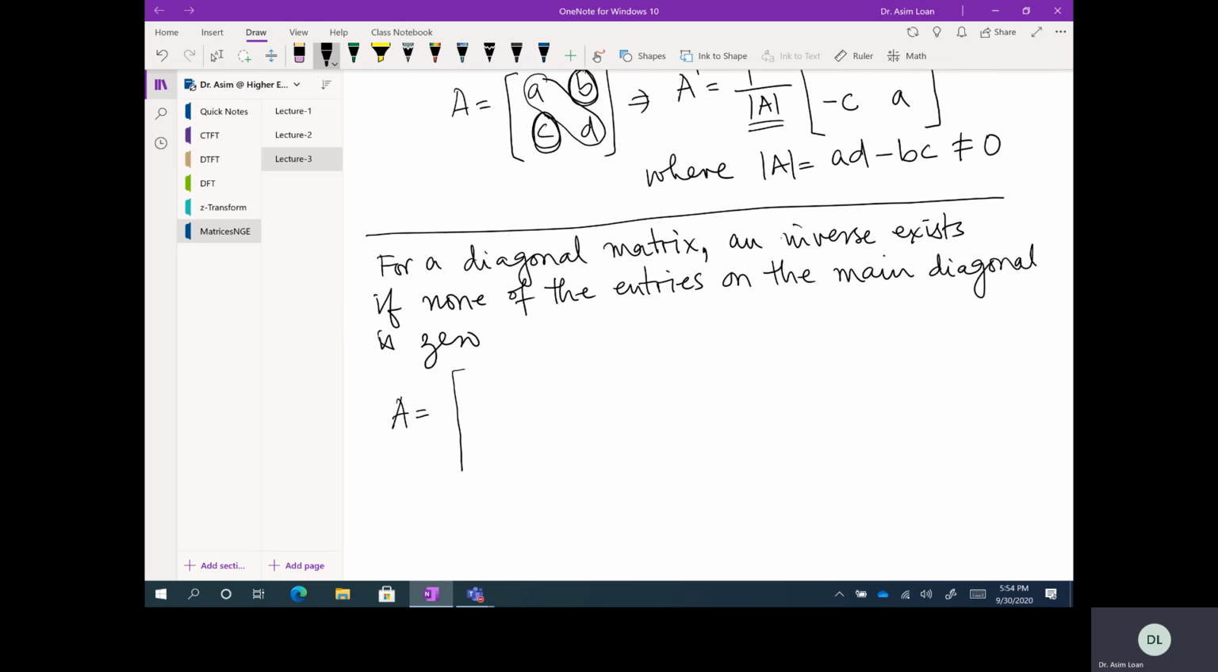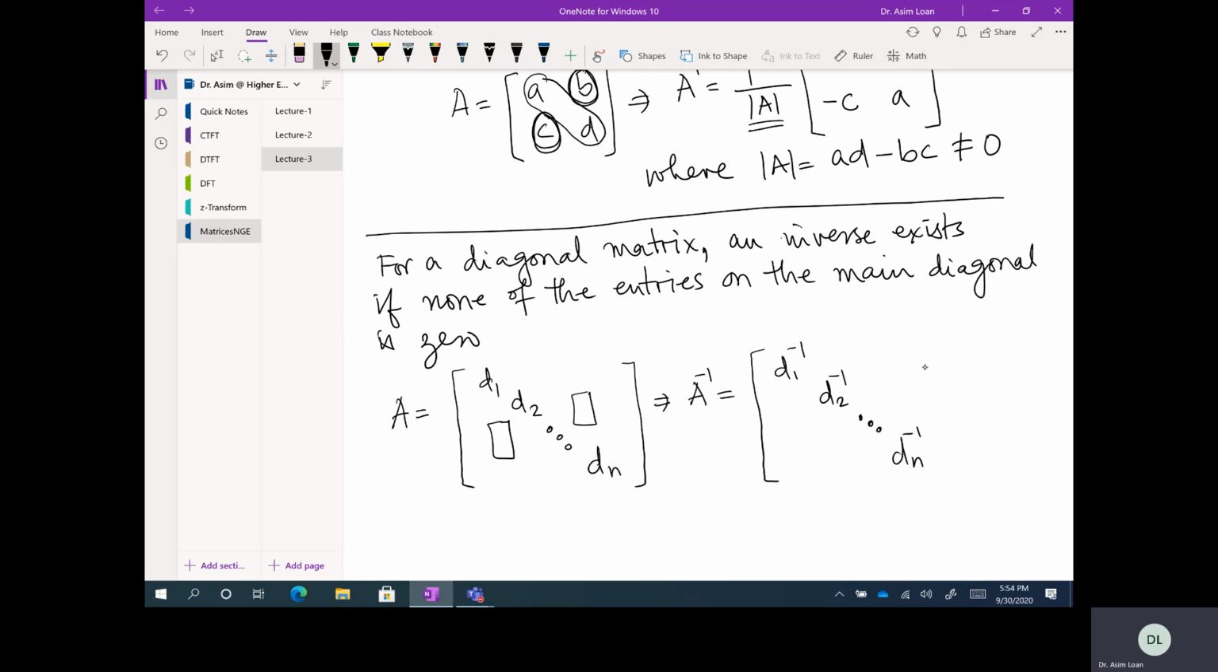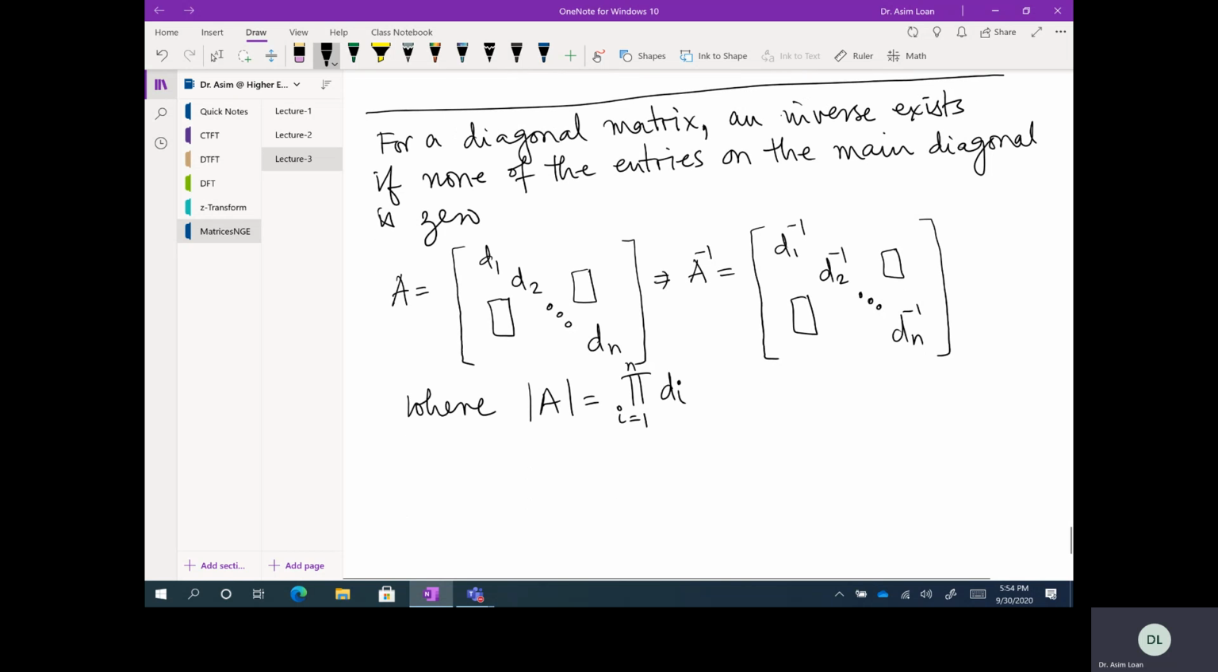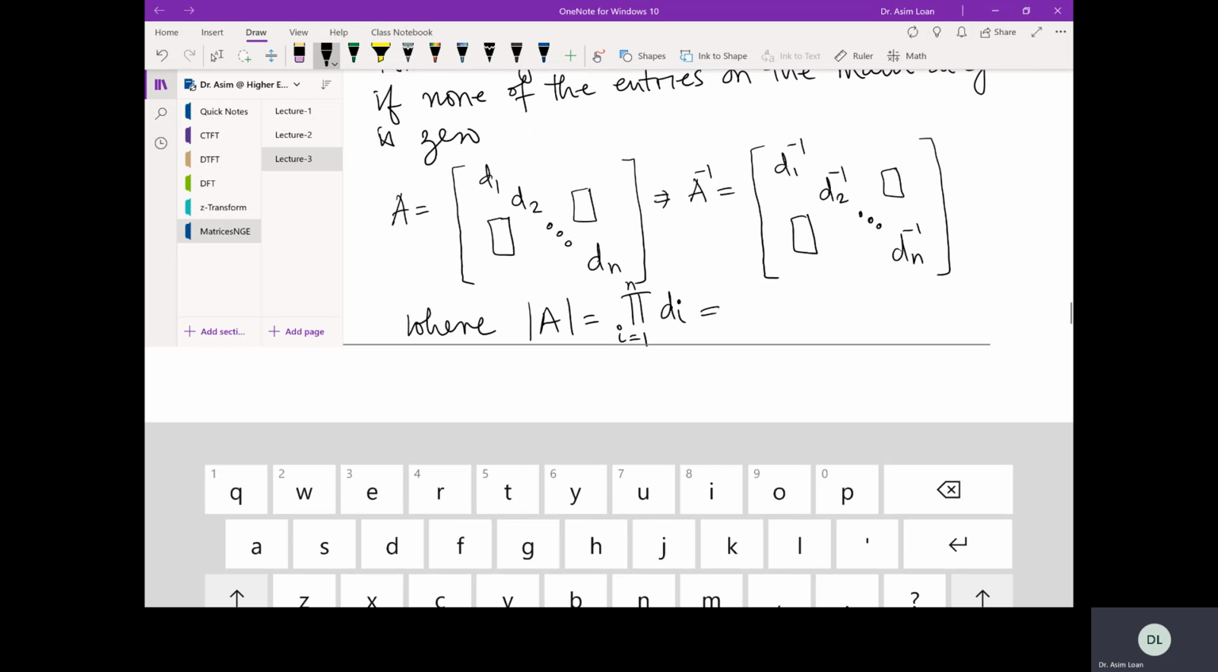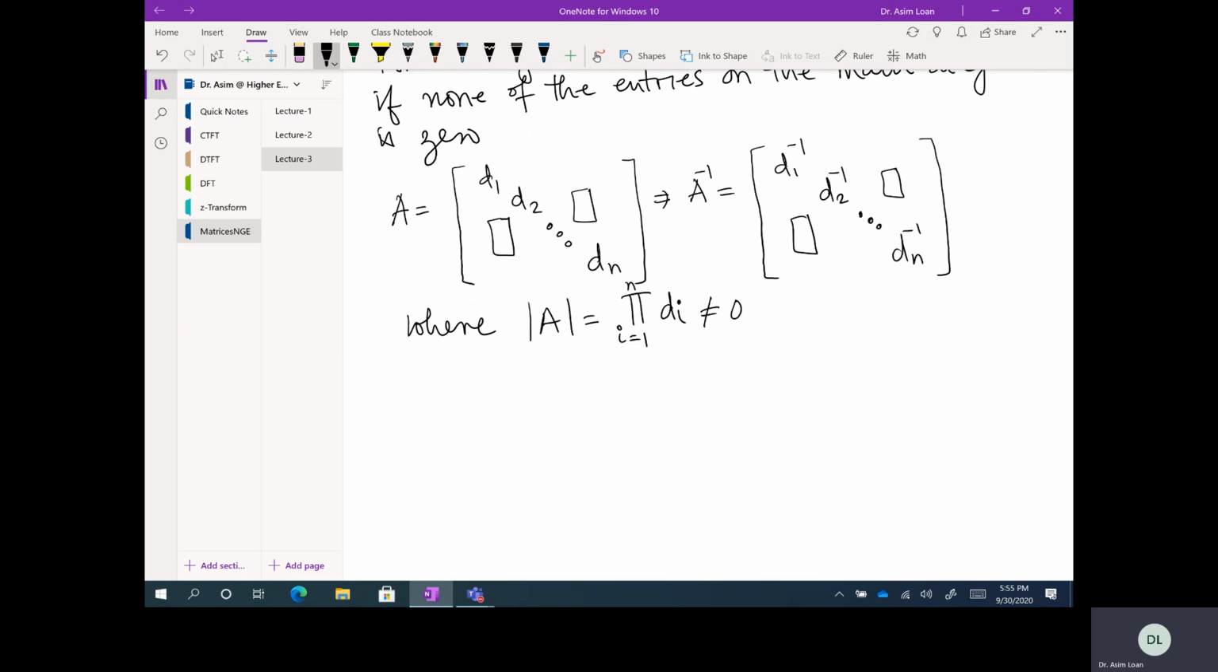If A equals the diagonal matrix with D1, D2 up to Dn, and this is 0 here, this is 0 here, this implies A inverse is simply D1 inverse, D2 inverse, up to Dn inverse, and this is 0, where the determinant of A is simply the product, i equal to 1 to n, this is the product sign of di's. And this is not equal to 0.